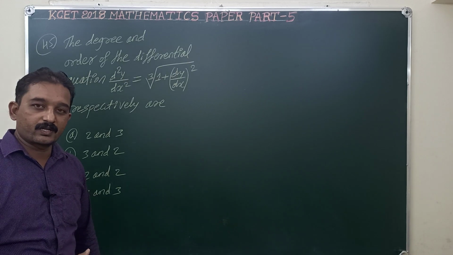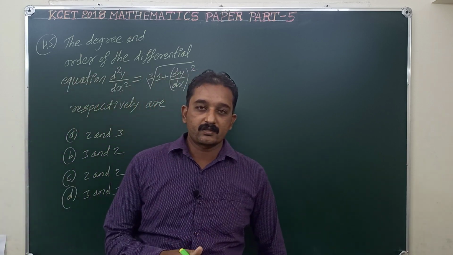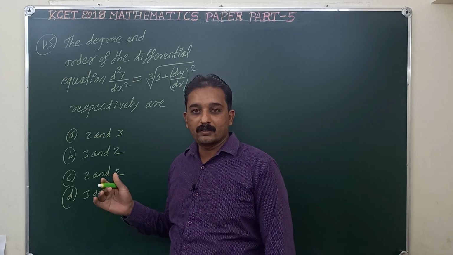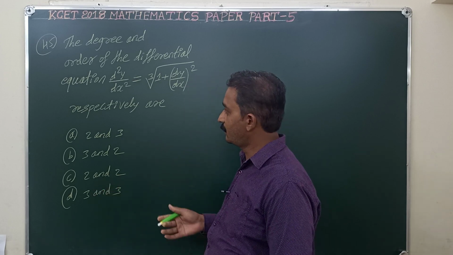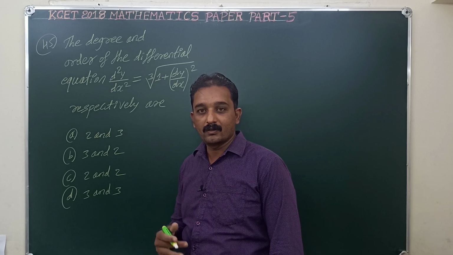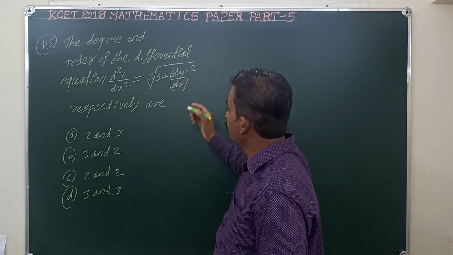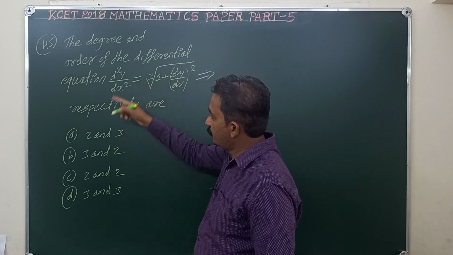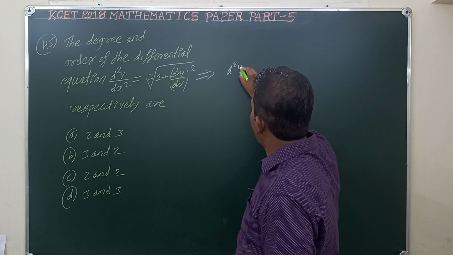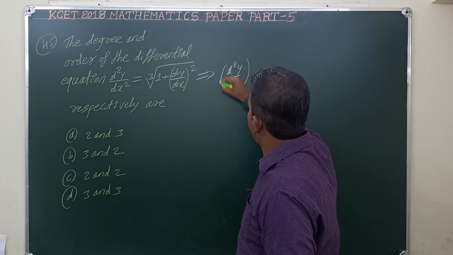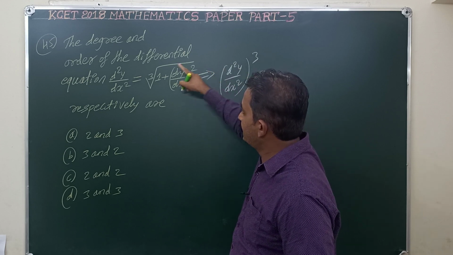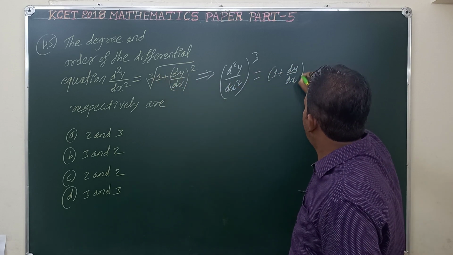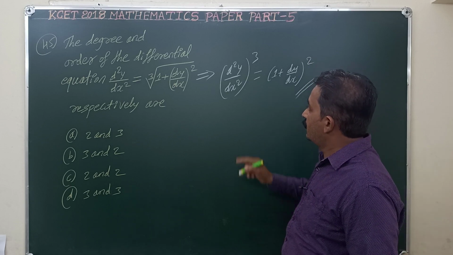Now let us move on to question number 45. This question is based on the chapter differential equation. Usually they ask 5 or 6 questions on this chapter in KCET. Let us take the first question. Particularly this question is based on the topic order and degree of the differential equation. In this case, convert it into a polynomial, raise the cube on both sides. This becomes (d square y by dx square) to the power of 3. The 3 gets cancelled, becoming 1 plus (dy by dx) whole square. So now it is a polynomial.